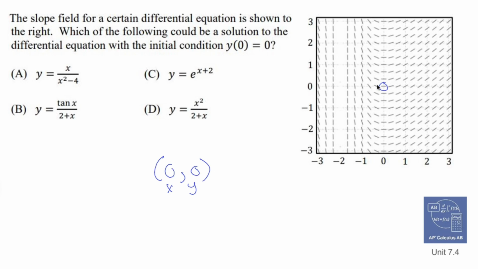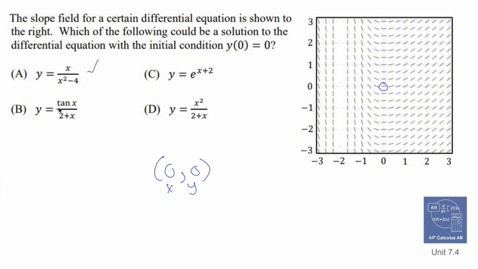So what we need to do is basically look at all of these and see which of these is going to be matching up if I plug in 0, 0. So I could probably eliminate one or two or maybe even three of them if I plug in 0, 0. If I plug in 0, 0 here, I do get 0 over negative 4, so you will check out so far, so A is an option.